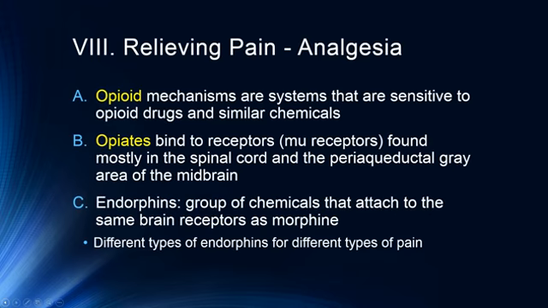Endorphins are a group of chemicals that attach to the same brain receptors as morphine. Endorphins are what we call endogenous, that is, they are internally generated, whereas opiates are exogenous, that is, they are given from the outside and presented to the body's internal environment from the outside in through pills, injections, etc. So there are different types of endorphins for different types of pain. But in general, we talk about this class as being related to endorphins and the best relief is usually got from opioids.